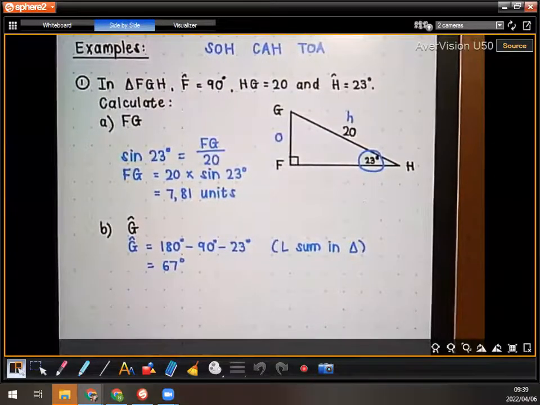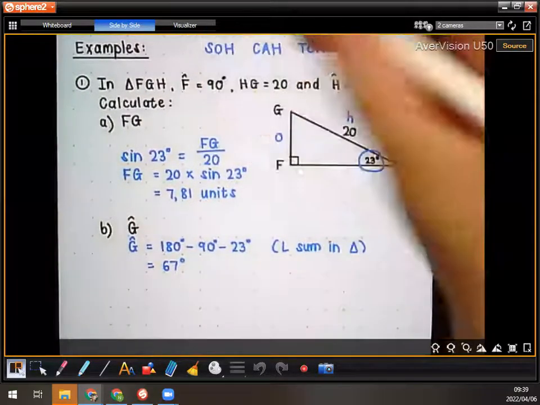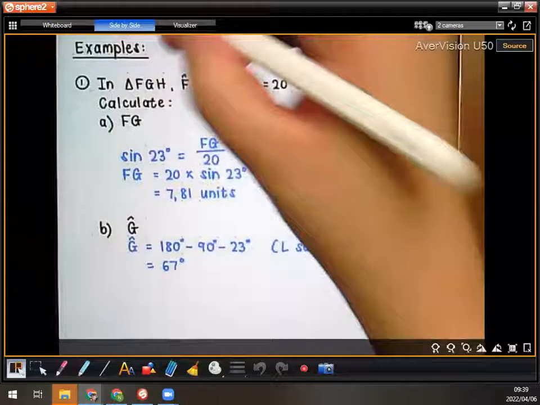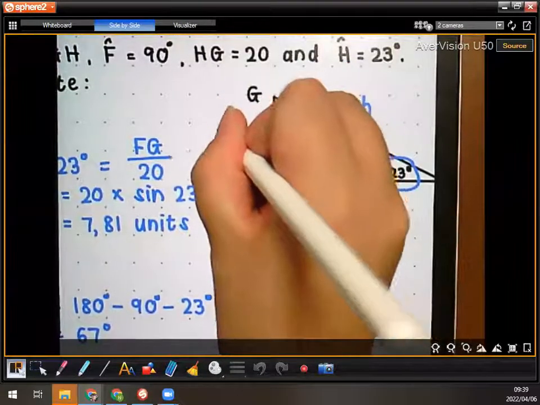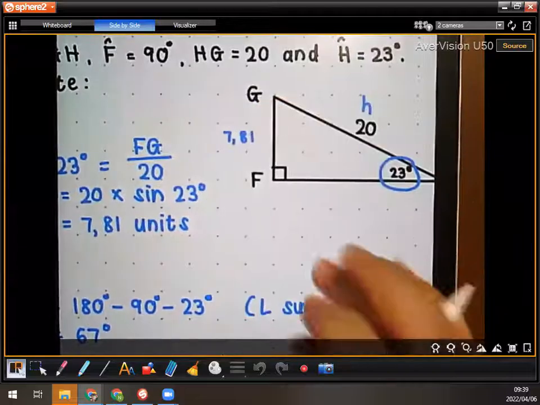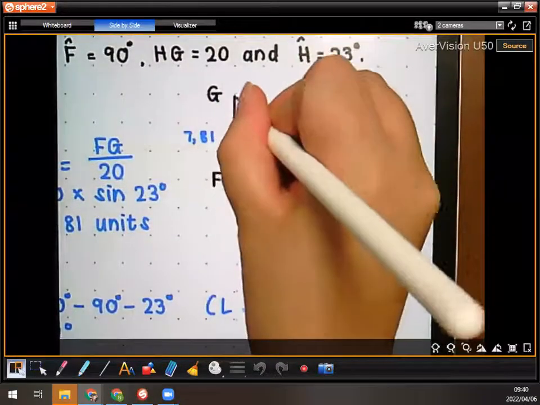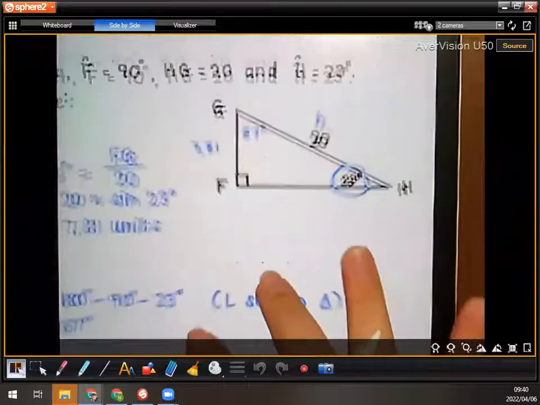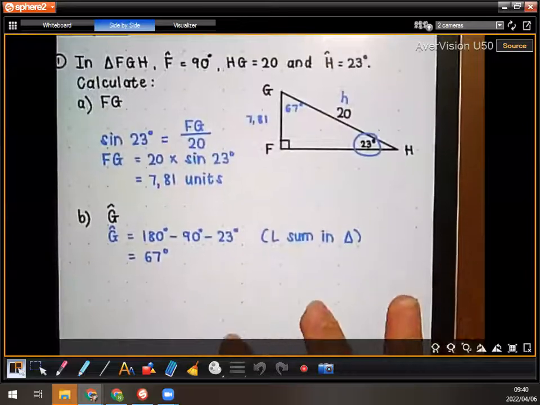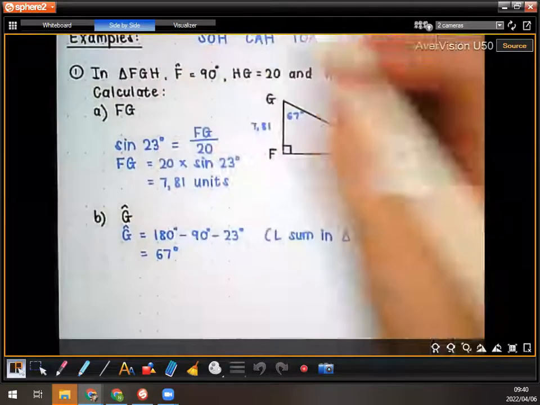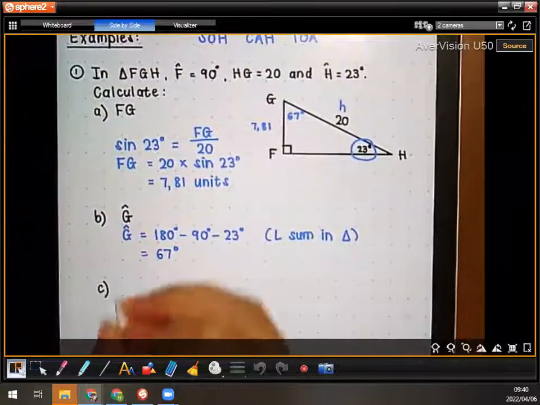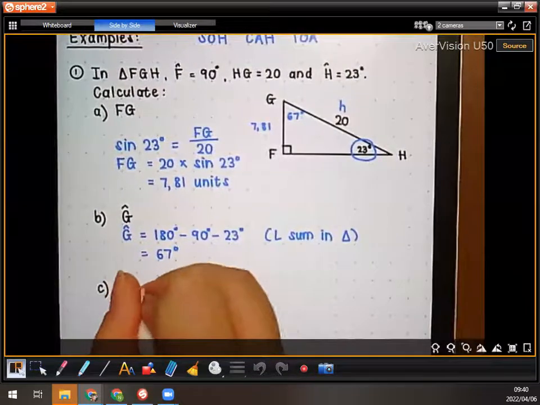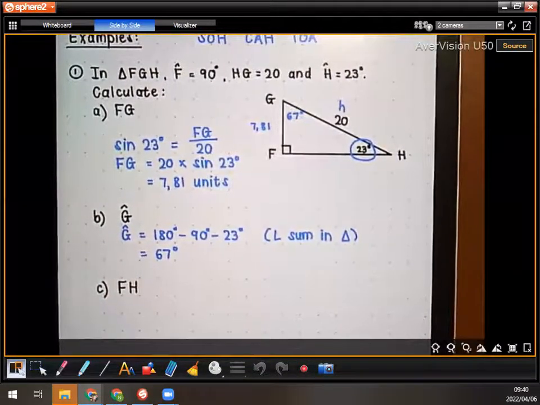It's angle sum in a triangle. Yes. Now, guys, here I'm actually just going to fill in the stuff that we are calculating, because we might be able to use it later on. So FG, we got 7,81, and this angle now is 67. All right, the last question for this diagram, they're asking us now to find FH.